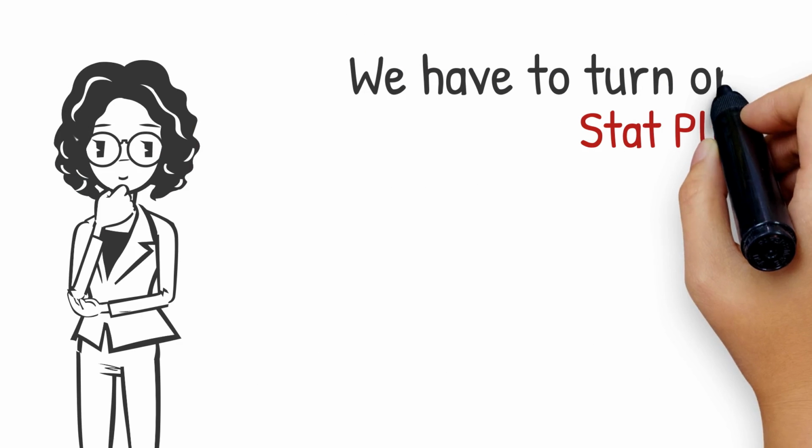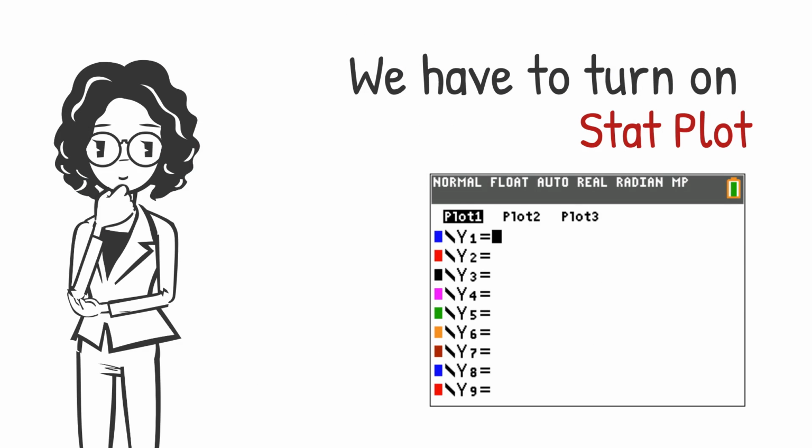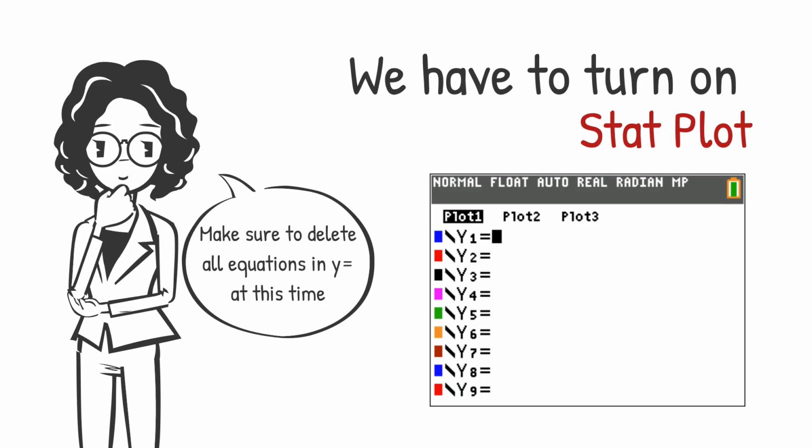First, we must turn on StatPlot by hitting y equals, which, if we remember, is in the top left-hand corner of our calculator. Then, use the direction arrows to move up and highlight plot 1, then press enter. This will turn the stat plot on.